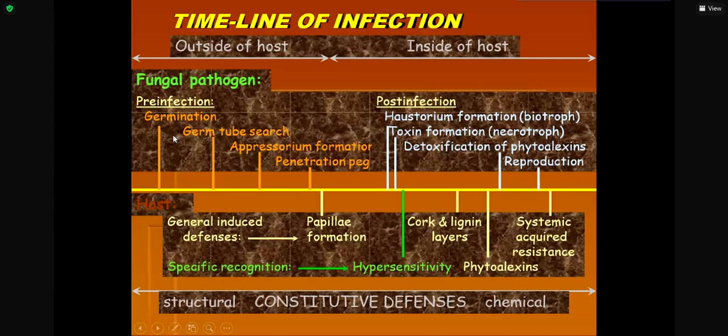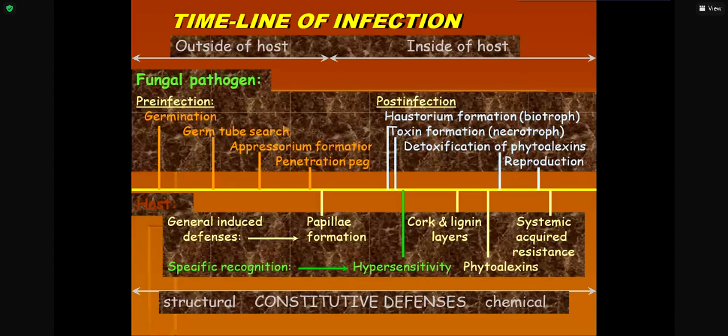And you see, these specialized structures are produced outside the host plant. But when this pathogen enters the host plant with the help of the germ tube or appressorium or penetration peg, afterward they produce haustorium in the case of biotrophs. After entering, the fungus produces toxin, especially the necrotroph pathogen, which produces toxin inside the plant. They also detoxify the chemicals that are resistant to the plant, for example, phytoalexins. These phytoalexins are produced by the plant, and they tend to kill the fungus.